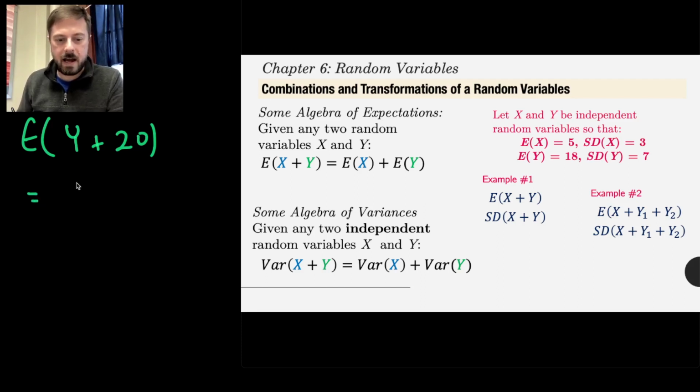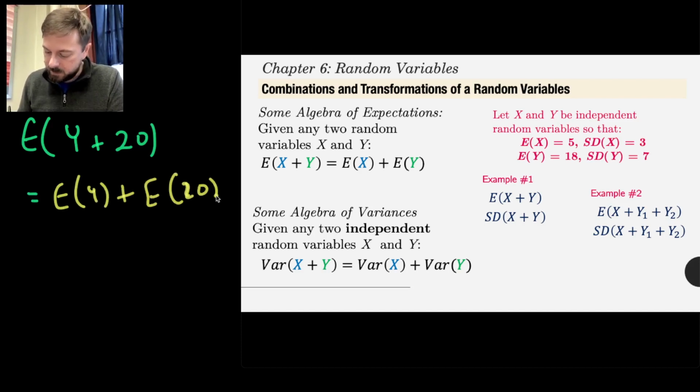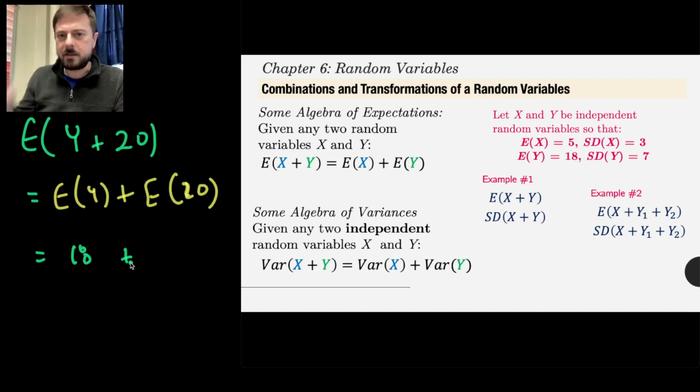That would be the same thing as the expected value of y plus the expected value of 20. Well, what do you expect y to be? We already know we expect y to be 18. What do we expect 20 to be? We didn't give any parameters for 20, but 20 is just a constant. I expect 20 to be 20. 20 is always 20, so the expected value of 20 is 20.